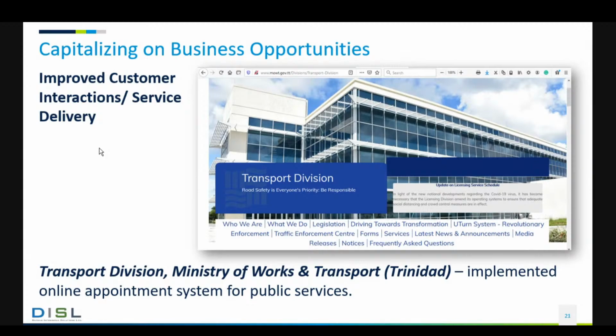Now, arguably, there's still a lot more room to go. For example, Barbados has gone a step further, where you can actually renew your driver's license online and pay online. But this definitely is a step in the right direction. And the transport division is not the only area within the public sector where this has been done. Digital appointment systems have been launched in a number of other areas, and you're seeing gradual improvements in being able to apply for and receive documents and services online, virtually, as opposed to having to go out in person.